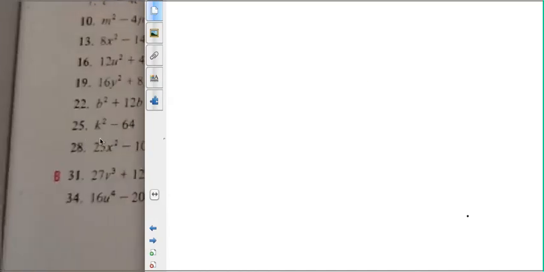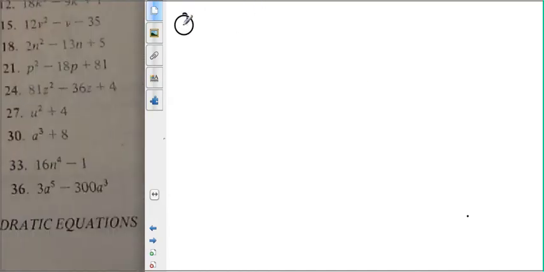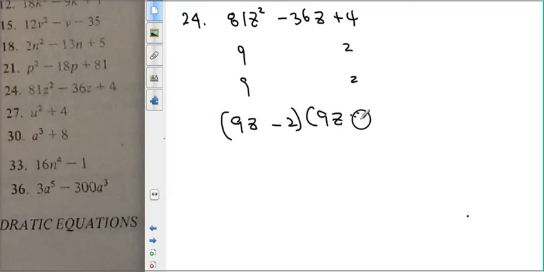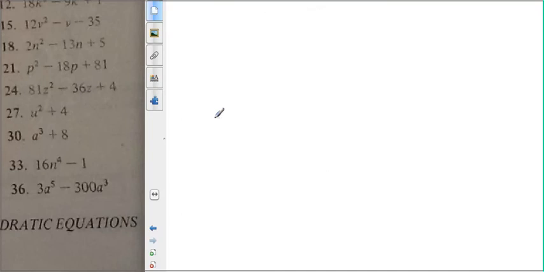Let's look at number 24. (81z squared, aha, it's a perfect square, minus 36z plus 4. Wait a minute, can it go for 9 and 9 and 2 and 2? 9 times 2 equals 18 and 9 times 2 equals 18. 18 plus 18 is in fact 36. So basically what we have to do is 9z plus 2, or rather minus 2. And then 9z minus 2 would have been our answer for this trinomial factoring. Number 25.